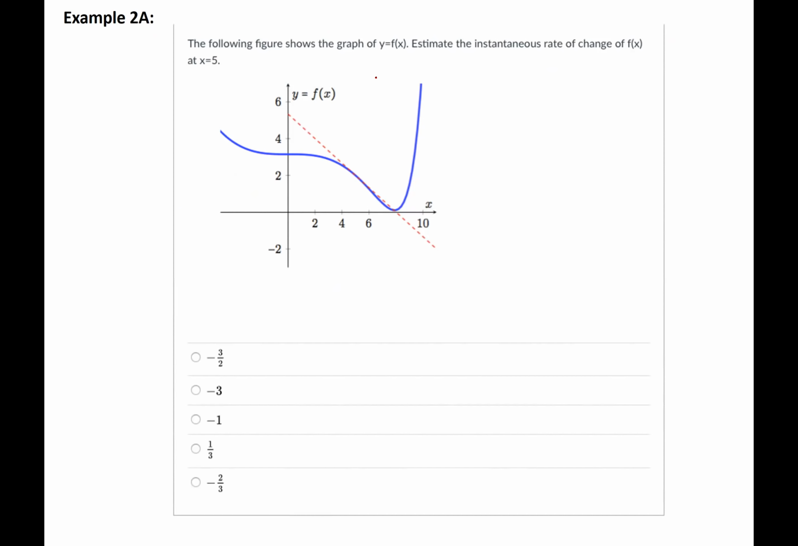The following figure shows a graph of f of x. Okay, the blue is f of x. Estimate the instantaneous rate of change of function f of x at 5. Instantaneous rate of change means the derivative at 5, right? And this is the slope of the tangent. My writing is terrible, that pen is not doing a good job. Okay, you can even see I did draw a tangent for you, and this is 5. Oh, we do have answer choices.